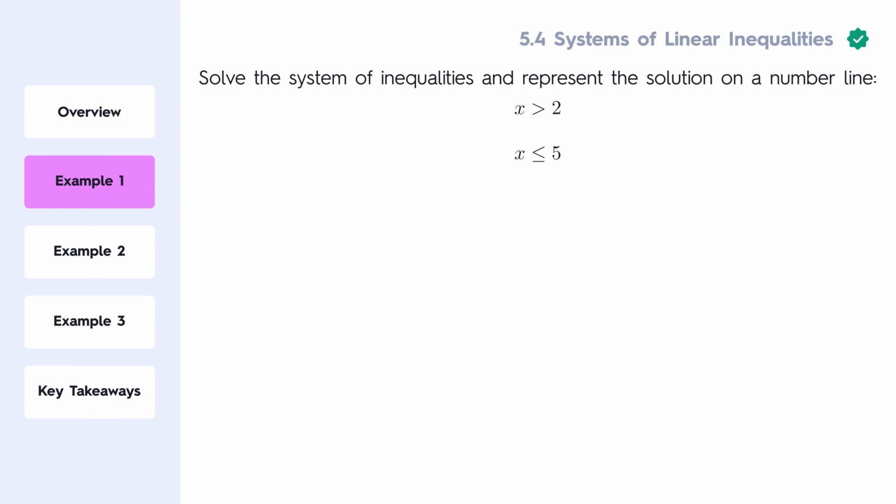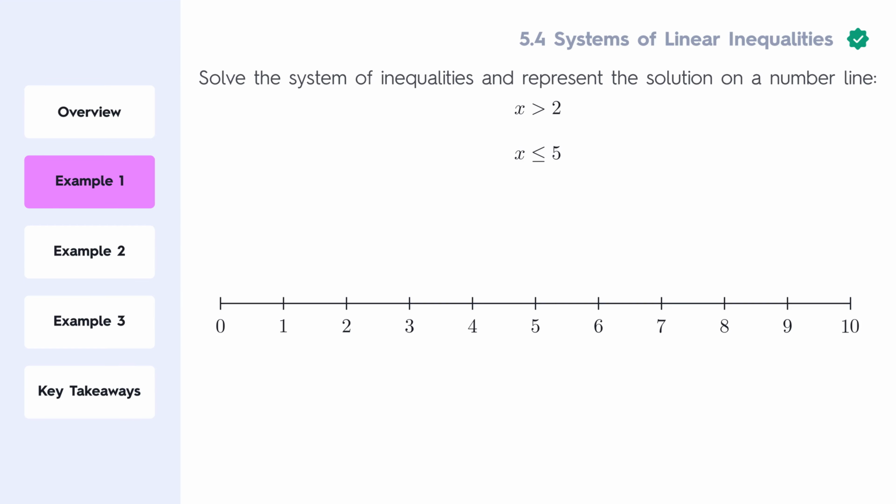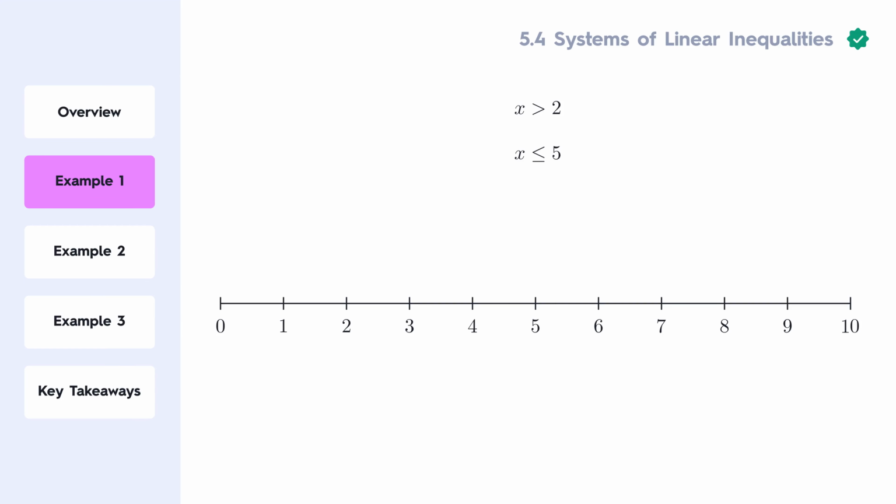First, we'll start by graphing each inequality individually on a number line. This will help us see the range of values that satisfy each condition. For the inequality x greater than 2, we'll use an open circle at 2, since values greater than 2 are included, but 2 itself is not. Then, we'll shade to the right to represent all values greater than 2.